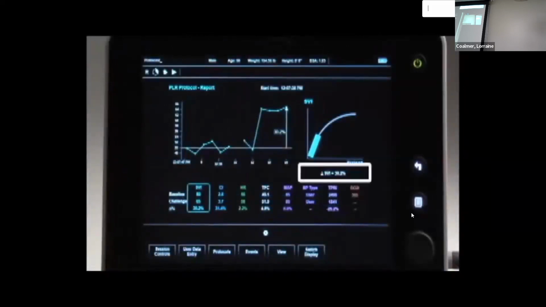The PLR, the passive leg raise test, is purely to see if they're fluid responsive or not. That's a preload thing. We can get other numbers on the NICOM to talk about the afterload. Does that make sense? We can get a cardiac output and an index. But the PLR, only to see if they're fluid responsive.